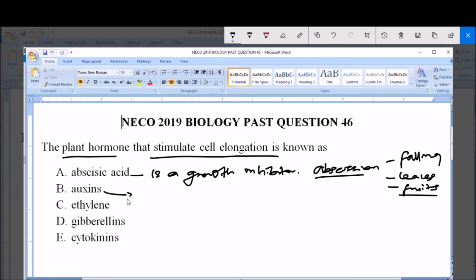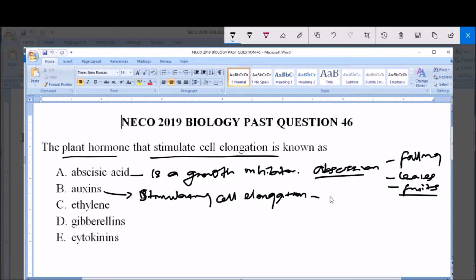Now B here says auxin. Auxin is one of the most important plant hormones that promotes the normal stem growth in plants by stimulating cell elongation. Now, how does this auxin stimulate cell elongation? Auxin does this by softening the cell wall, thereby making it possible for the cell to stretch as their protoplasm swells and increases in amount.